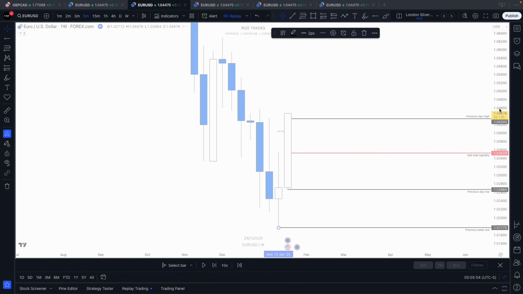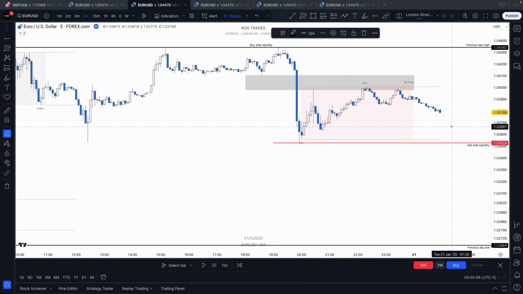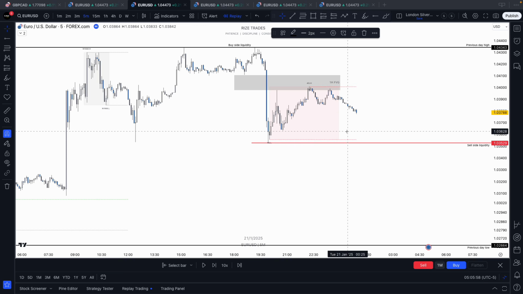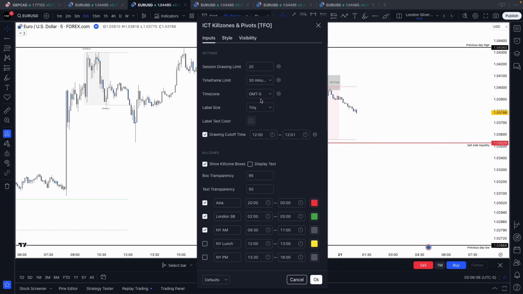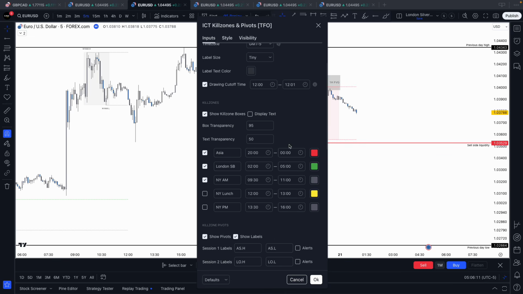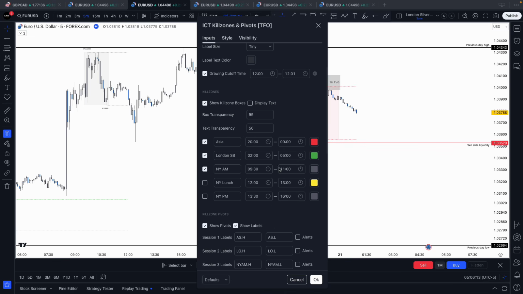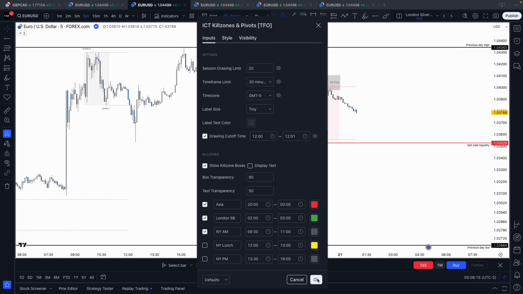Then come down to your lower time frames, and you can see that we've got Asia session range drawn out. That's done by ICT kill zones and pivots by trade for op. Always use GMT -5, New York time zone. That is what we relate to when trading the market. Also, these session times here, that's the most important thing.